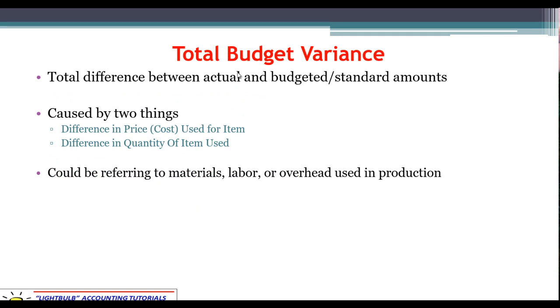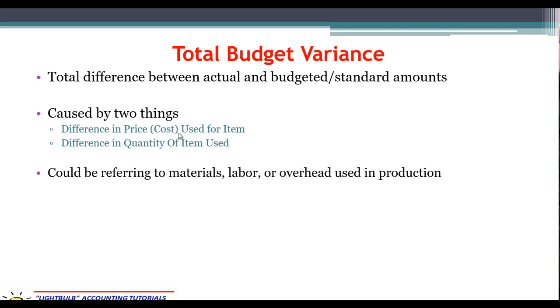So to start this off, we have to look at a total budget variance. This is the total difference between the actual and the budgeted or standard amounts. With most items, virtually all items, we're going to have two things causing that budget variance. If it's going to be a quantity of the item used, whether that be the amount of materials used was more than expected, or the amount of labor used was more than expected, the labor hours. It's a quantity. But we also could have price.